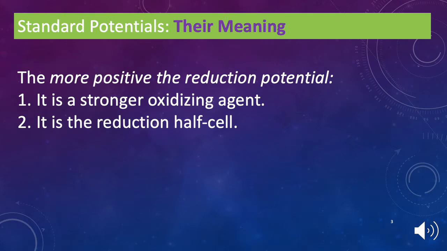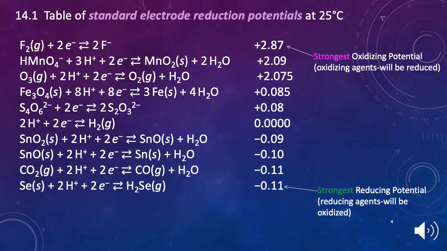To reiterate, the more positive the reduction potential, the more likely it is to be reduced. If it is reduced, it is also the oxidizing agent. Here's a section of the table of standard reduction potentials. Notice that they go in order from largest to smallest. If you find your two electrode reactions on the table, then the one on the top will be the cathode, where reduction occurs, and the one that is on the bottom will be the anode, where oxidation occurs.